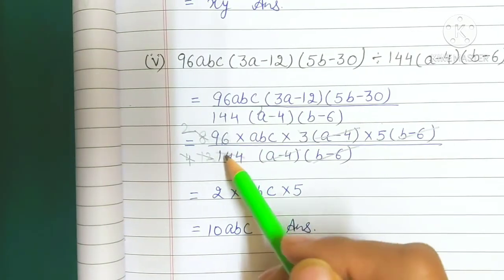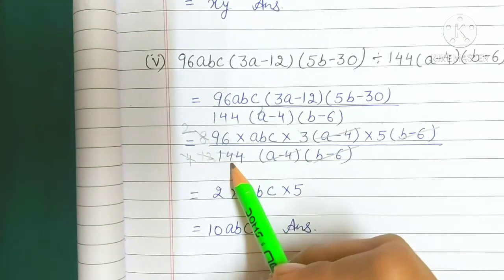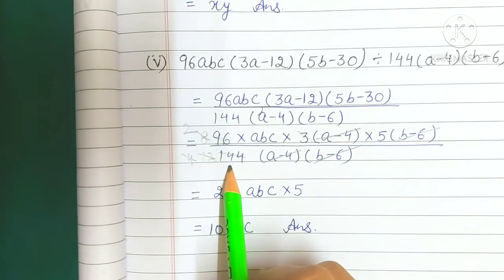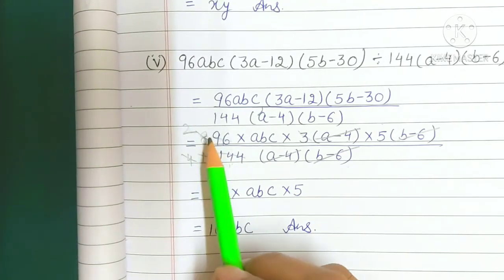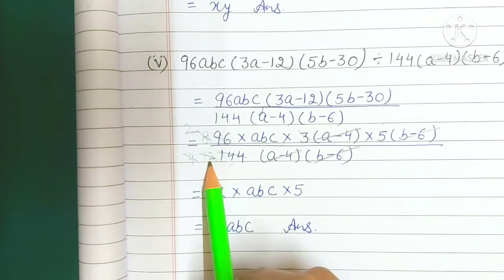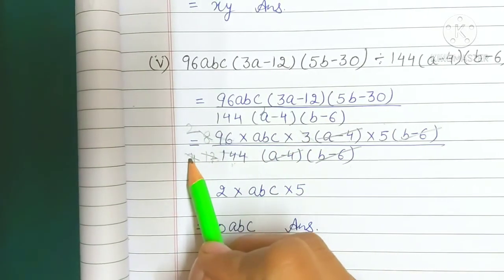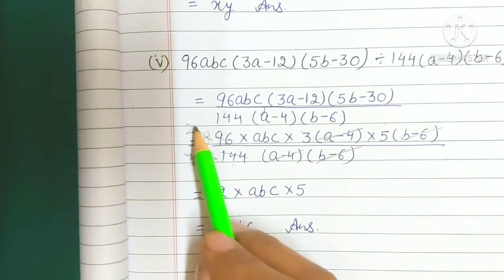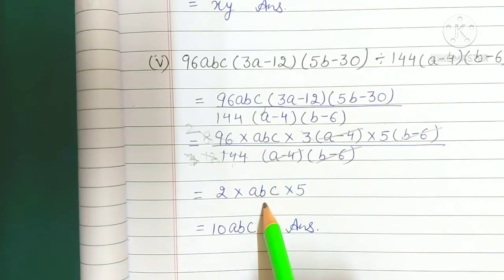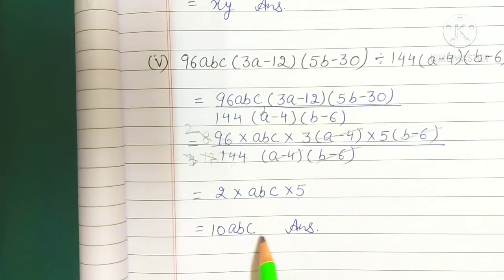And we can simplify these natural numbers. 96 and 144 can be divided by the table of 12. 12 eights are 96, 12 twelves are 144. 8 and 12 again I can divide by the table of 4. So 4 twos are 8, 4 threes are 12. So 3 and 3 will be cancelled. This 3 and this 3 will be cancelled. So what is left? Here 2 is left, here ABC is left, and here 5 is left. So if I simplify it, I get 10ABC as the answer.